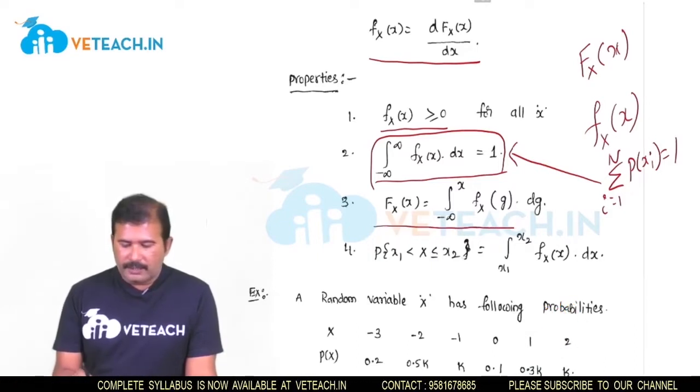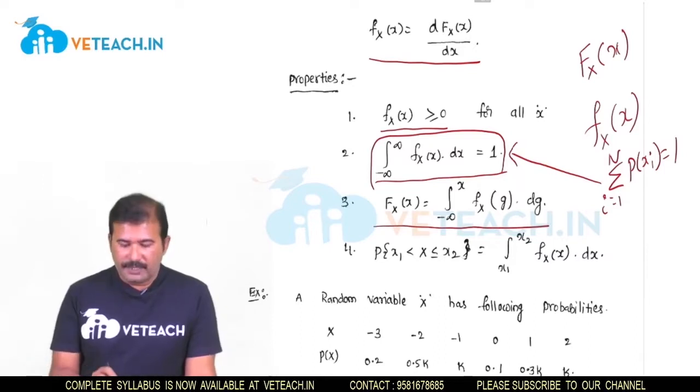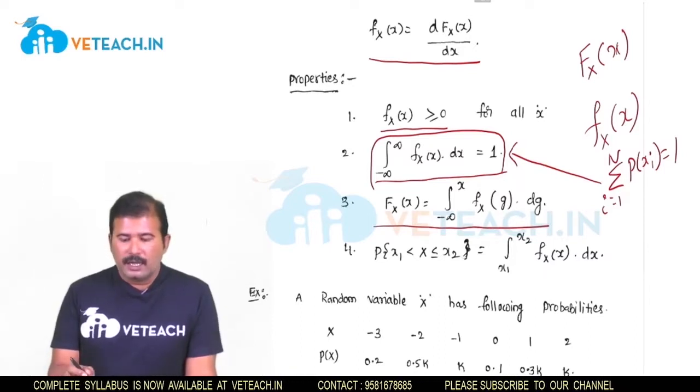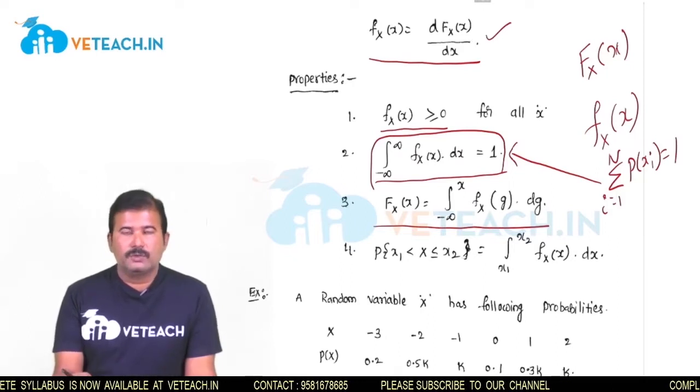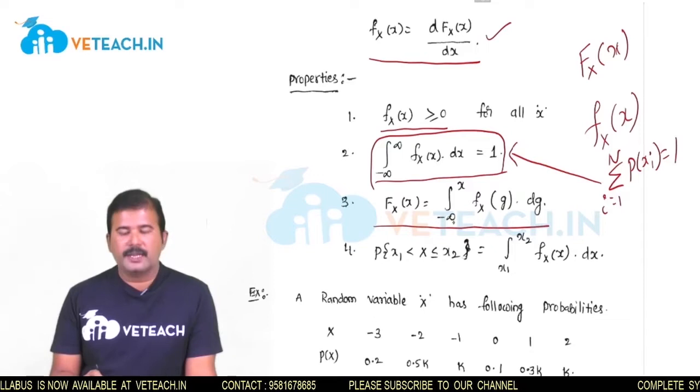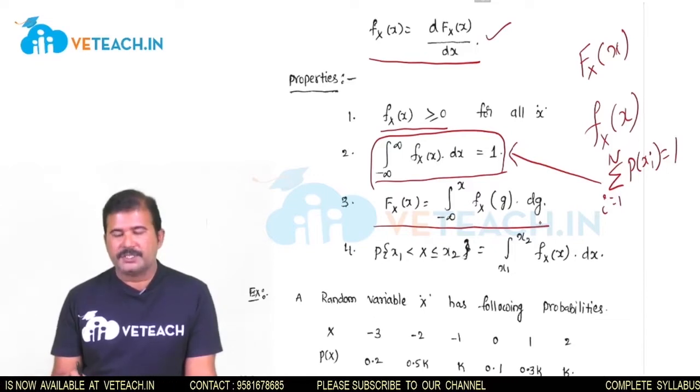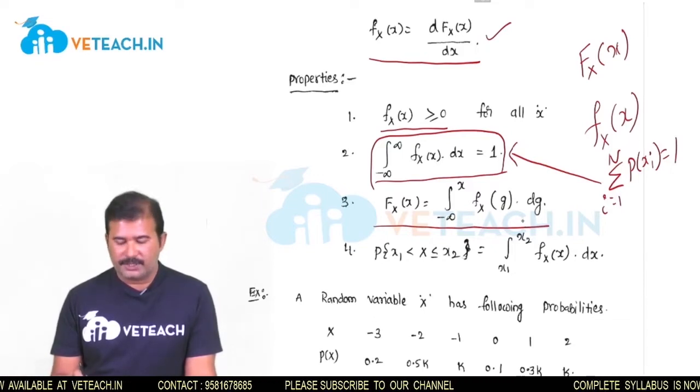And the third property gives the relation between the distribution function and the density. Already we have seen that density is the derivative of distribution. So alternatively, distribution can be written as the integral of the density function.